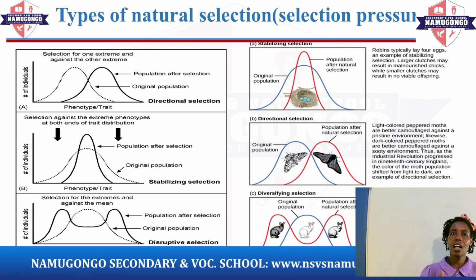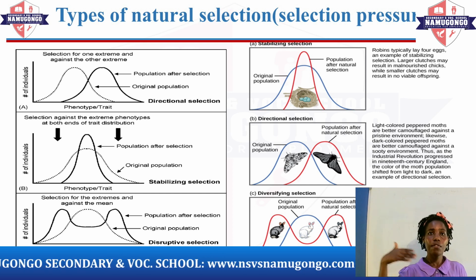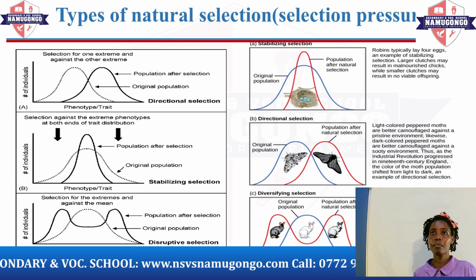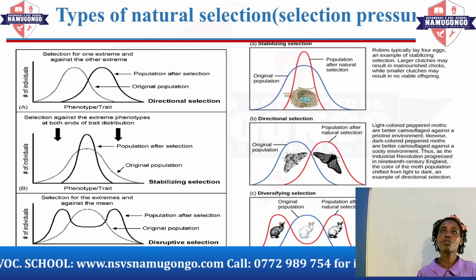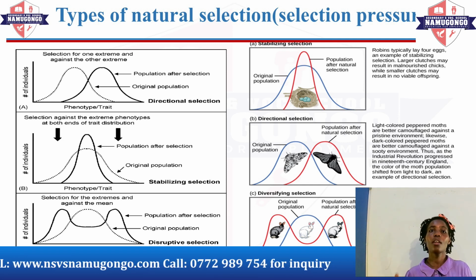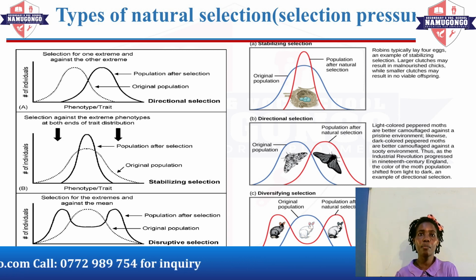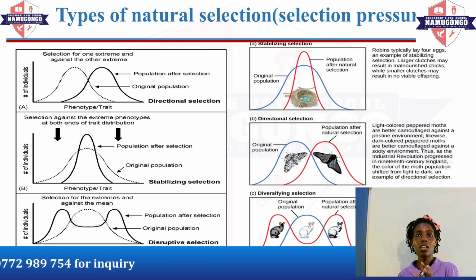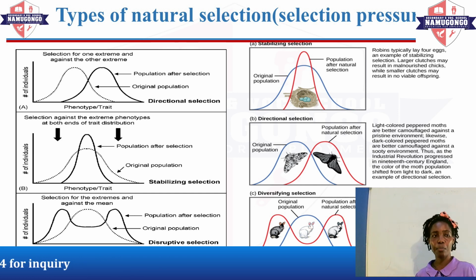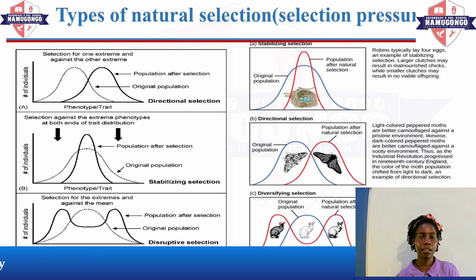But you find that at a region that is very far from the industry, the trees are going to be not colored, so the white moths will be highly favored, whereas the black moth will be easily spotted out by the predators and will be easily eaten. Hope that type of selection is clear.